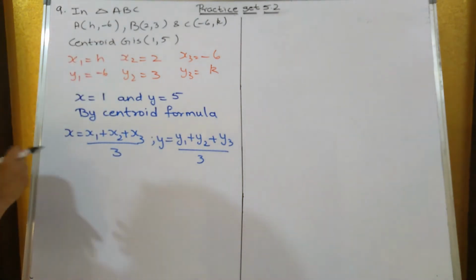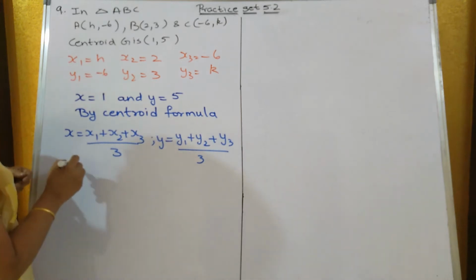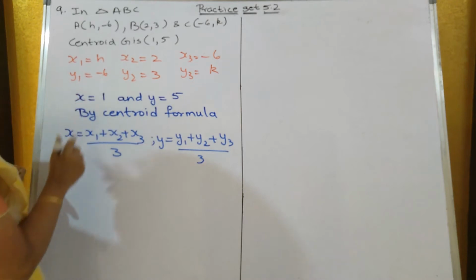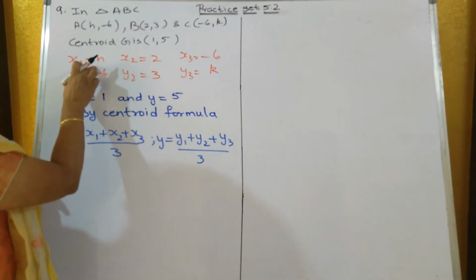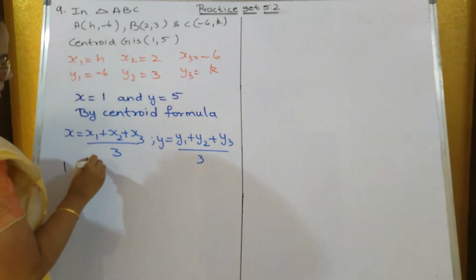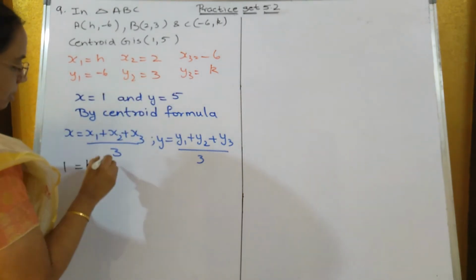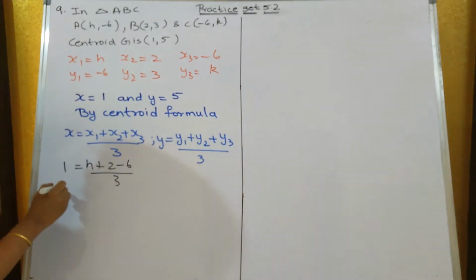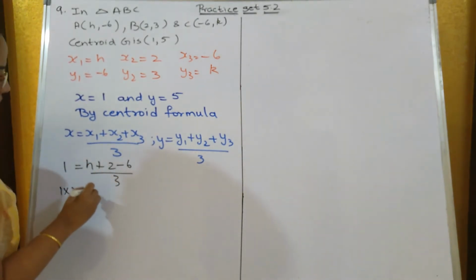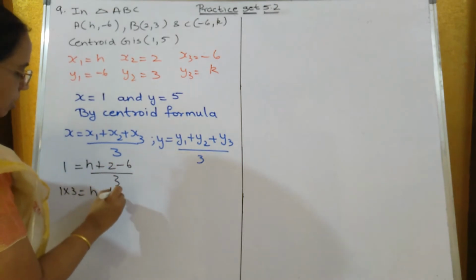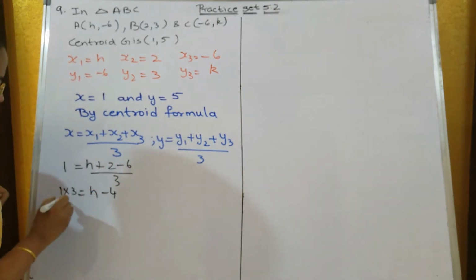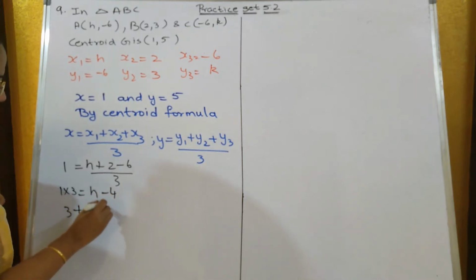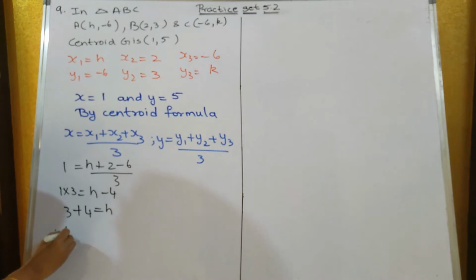Now by centroid formula, x is equal to (x1 plus x2 plus x3) upon 3. Now what is x over here? x is 1, x1 is h, so 1 equals (h plus 2 minus 6) upon 3. Take this 3 on this side, you'll get 1 into 3 is equal to h plus 2 minus 6. 2 minus 6 is how much? -4. Now 1 into 3 is 3, and -4 when it comes on this side will become +4, is equal to h. Therefore value of h is equal to how much?